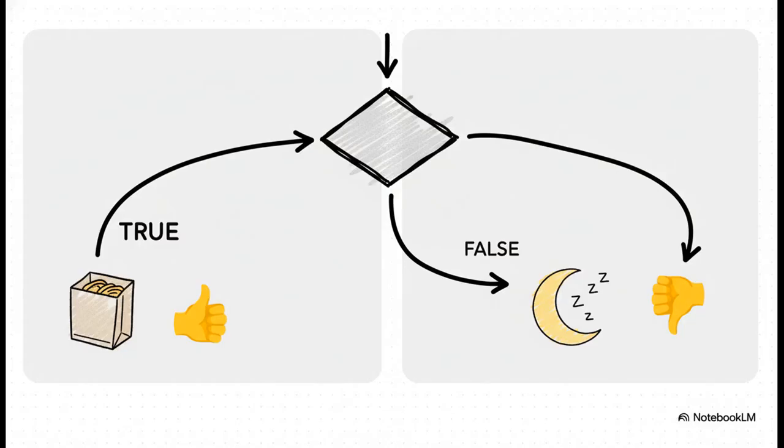We use that Boolean with something called an if-else statement, which basically creates two distinct paths. You can see it right here. If our isHungry variable is true, the program follows the path on the left and says, let's order food. But if it's false, it takes the else path on the right. It is literally a fork in the road for our code.